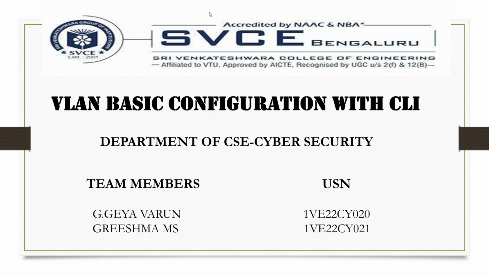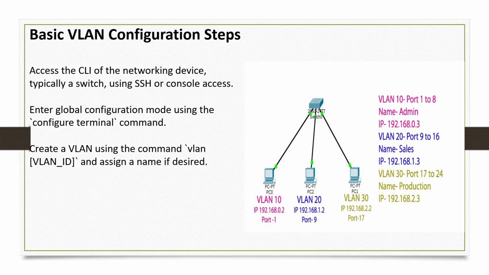Today in this video, me and my friend Grishma will explain how to do VLAN basic configuration with CLI in Cisco Packet Tracer. Firstly, we have to know the meaning of a VLAN. A VLAN is a group of devices on one or more LANs that are configured to communicate as if they were attached to the same wire, when in fact they are located on a number of different LAN segments.